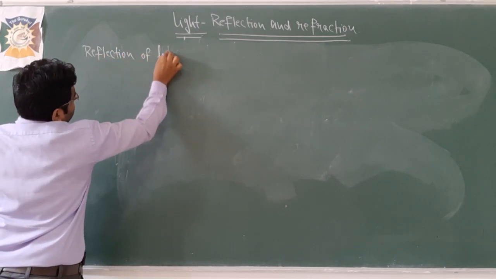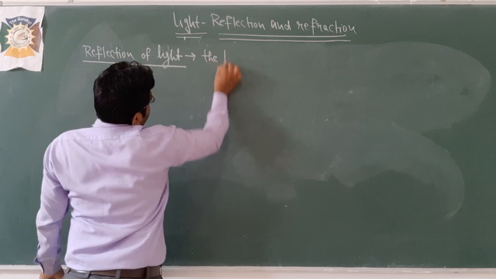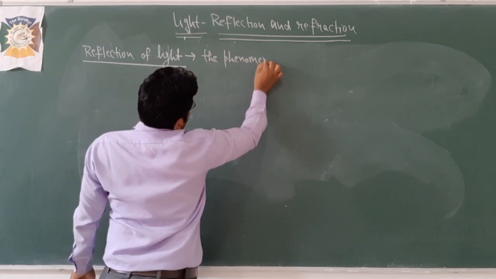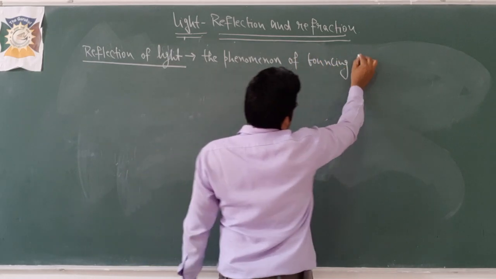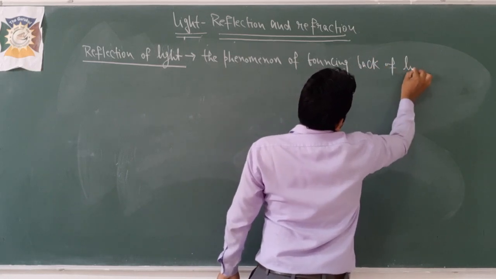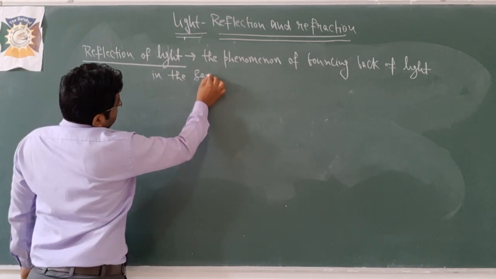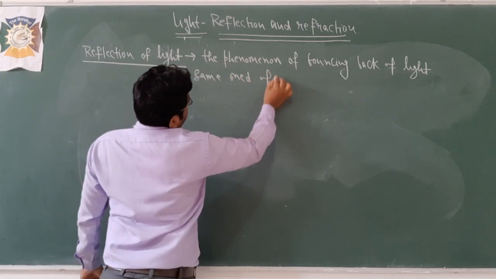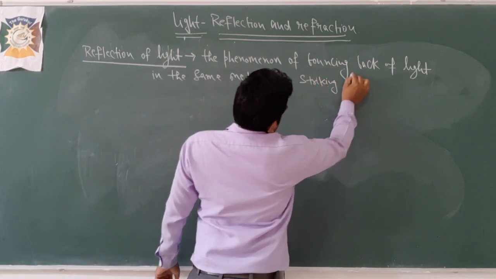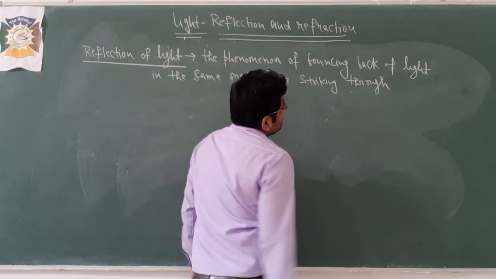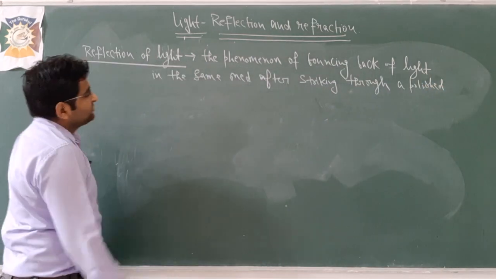Reflection of light. The phenomenon of bouncing back of light rays in the same medium after striking a polished means a reflecting surface.